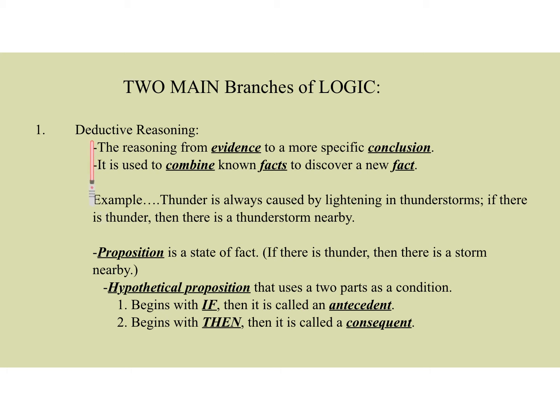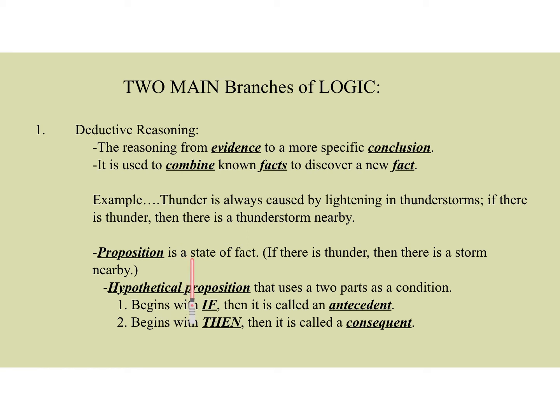All right, so deductive reasoning. That is the reasoning from evidence to a more specific conclusion. It is used here to combine the known facts, which are the evidence that you've received, to discover a new fact. For example, thunder. Thunder is always caused by lightning in thunderstorms. So in other words, if there is thunder, then there is a thunderstorm nearby.